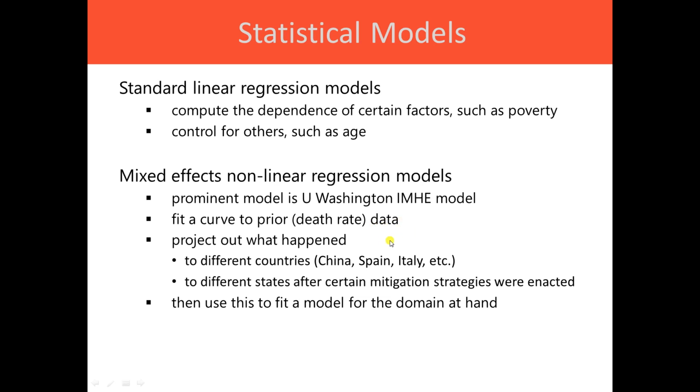Okay, project out what happens. So they look at China, Spain, Italy, and then predict what may happen in the US. Okay, learn from data and predict, and fit the curve to it with this nonlinear regression model. Okay, so then you can also measure, like some states, some countries have enacted different mitigation strategies, and then you can basically see what happens to your own state if it's sort of similar to whatever country that is. So it's not a bad thing.